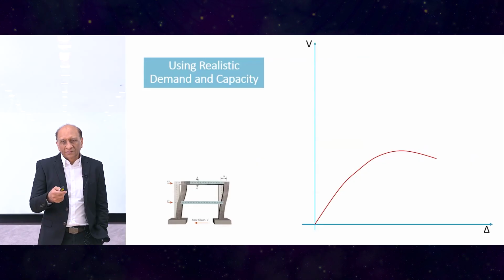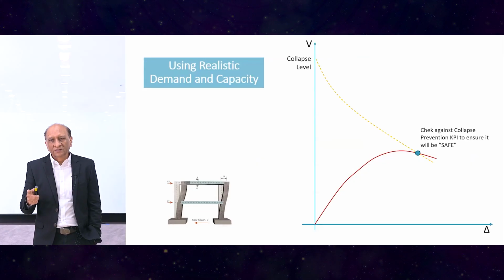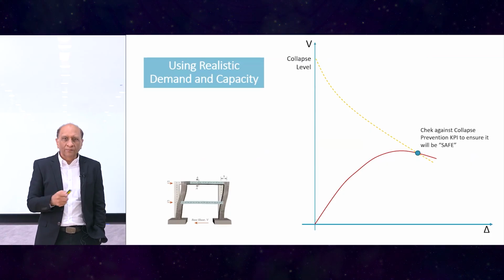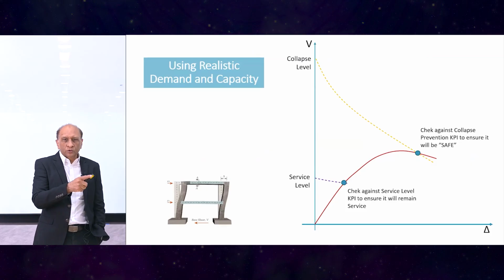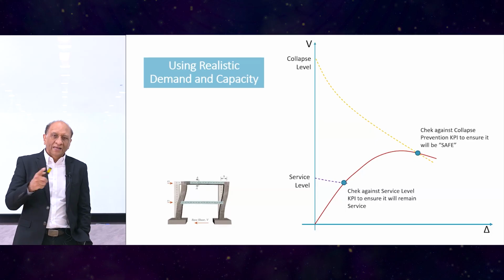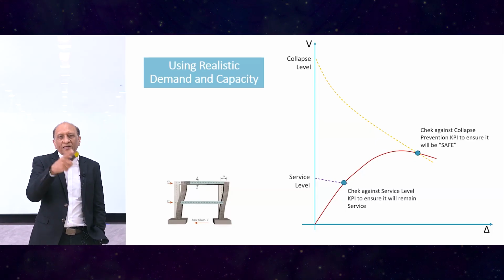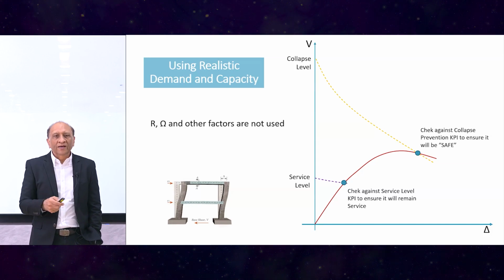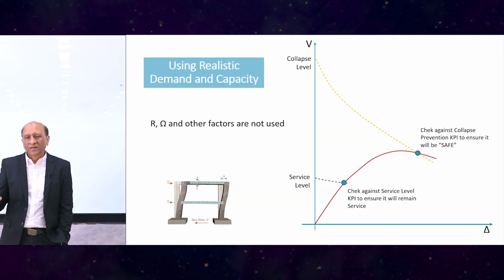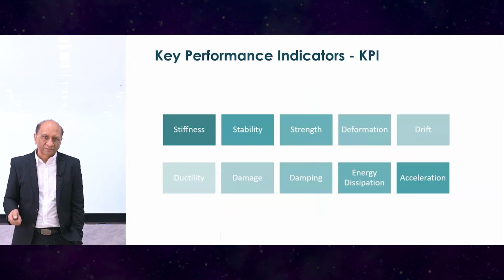And this time, we just fix some collapse level and check for collapse, getting all of the factors, and we select some service level and check for serviceability. That means immediate occupancy, life safety, and collapse prevention. They are checked roughly directly without use of any R, omega, or any other factor. So that's the difference between evaluation and design on arbitrary factors.